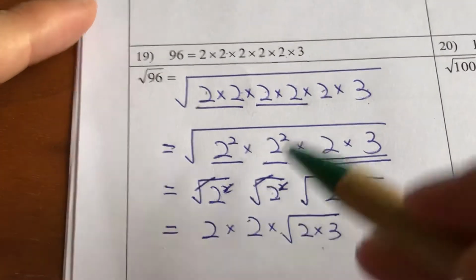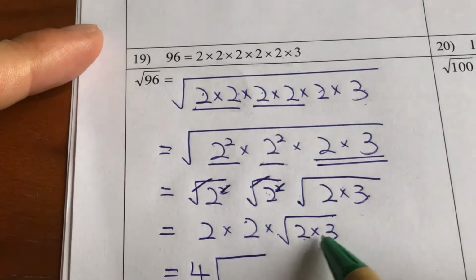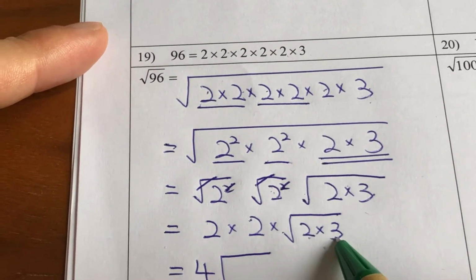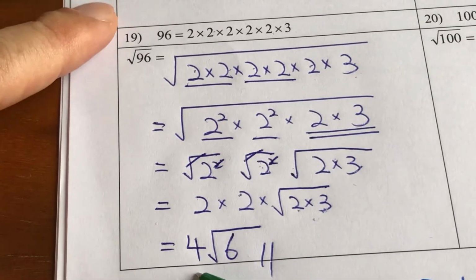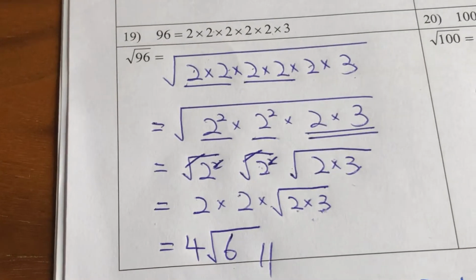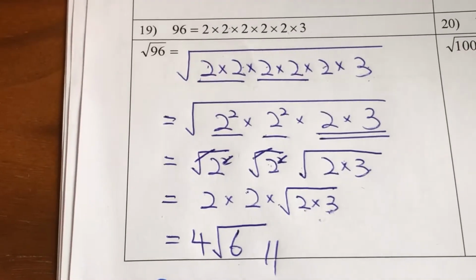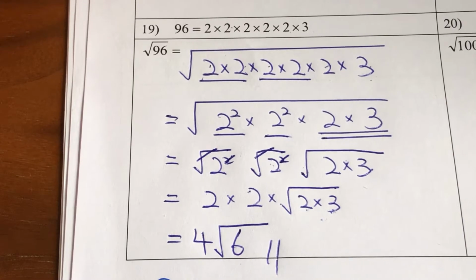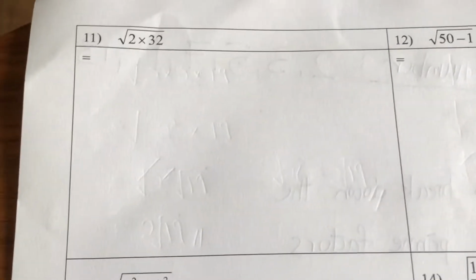Okay? 2 times 2 is 4. And then 4 times square root of, now these two numbers, you may bring them back. 2 times 3 becomes 6. So the result is 4 times square root of 6. Okay? Now, after you know how to simplify a set, you may combine with the previous parts using short division first, and then try to simplify the set.